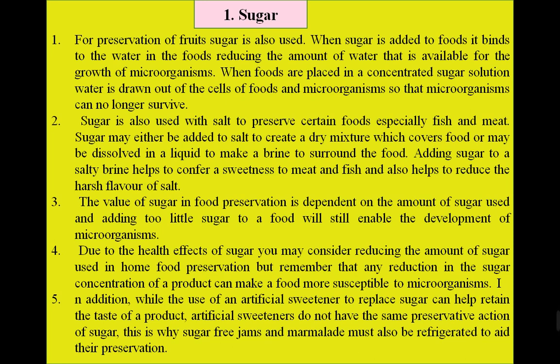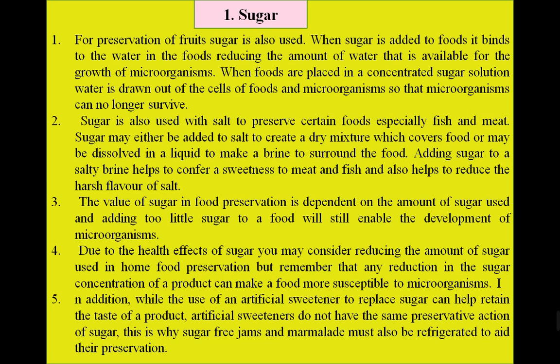Sugar is also used with salt to preserve certain foods, especially fish and meat. Sugar may either be added to salt to create a dry mixture which covers the food, or may be dissolved in liquid to make a brine to surround the food. Adding sugar to a salty brine helps to confer a sweetness to meat and fish, and also helps to reduce the harsh flavor of salt.